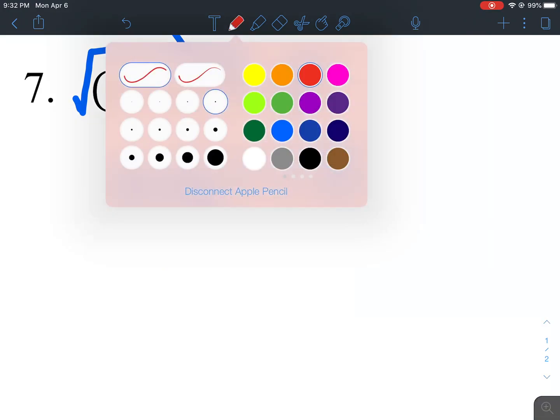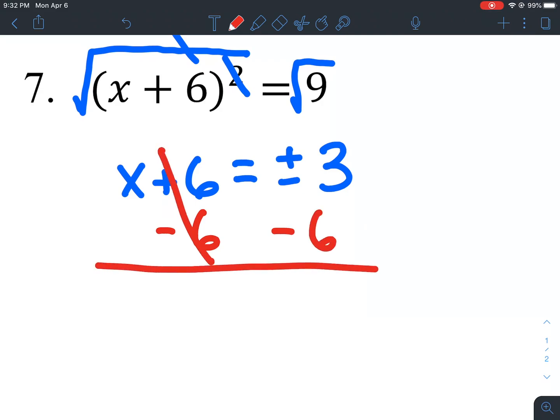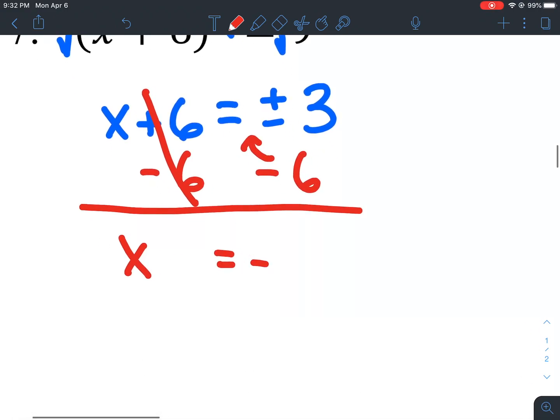Now the last step is just like it would be if we were solving a regular algebraic equation. We're going to subtract 6 from both sides. And if you remember, the way we did that, the x comes down, and we put this negative 6 in front of the plus or minus symbol. Negative 6 plus or minus 3.